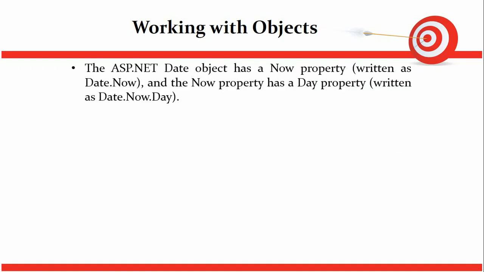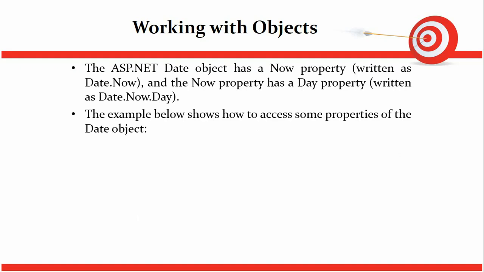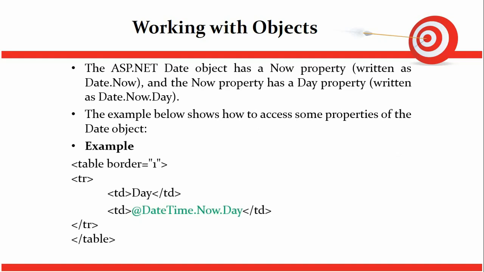Okay, so this date object here in C# in .NET, we have a specific property called now, which is written as DateTime.Now, something like that. So how do you access that in your Razor syntax? Just look at the code here. Okay, it's very simple, right?